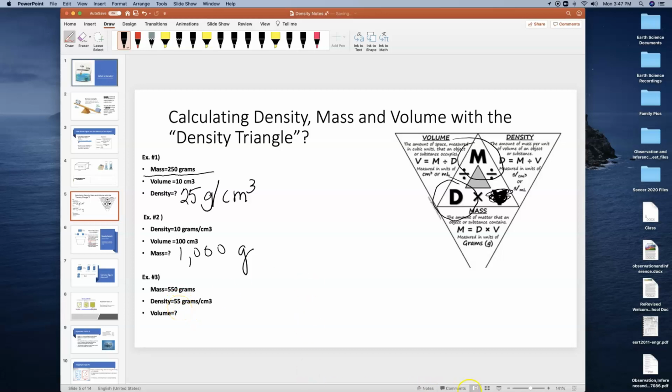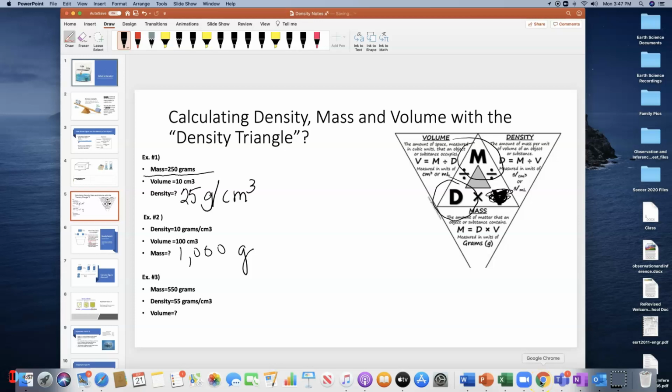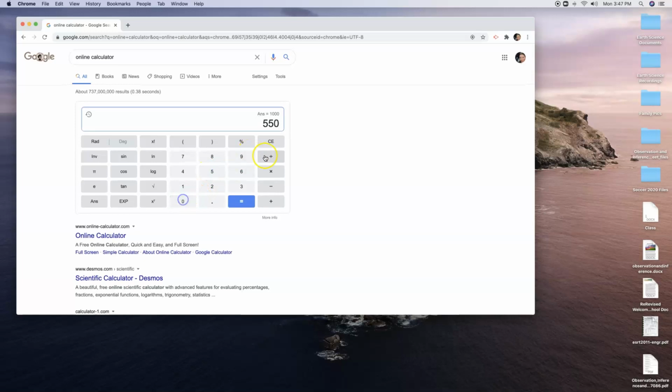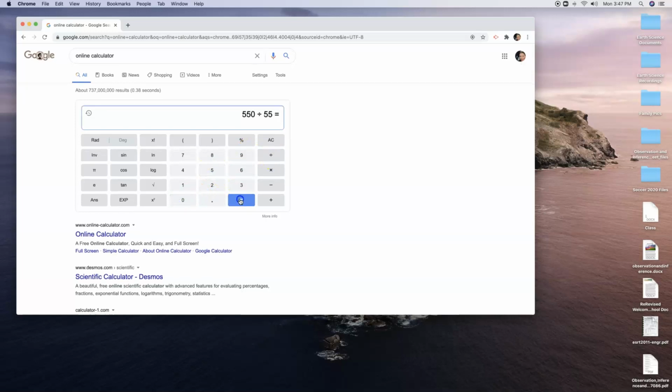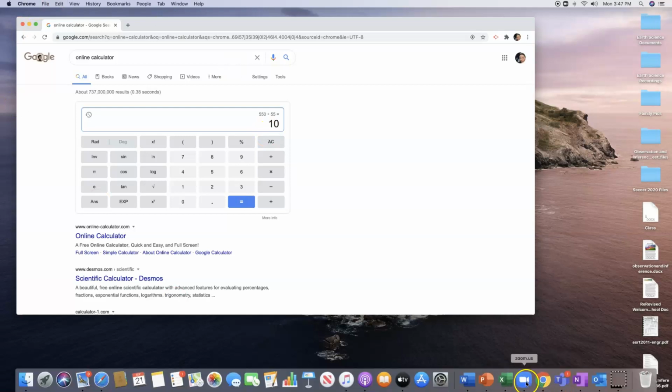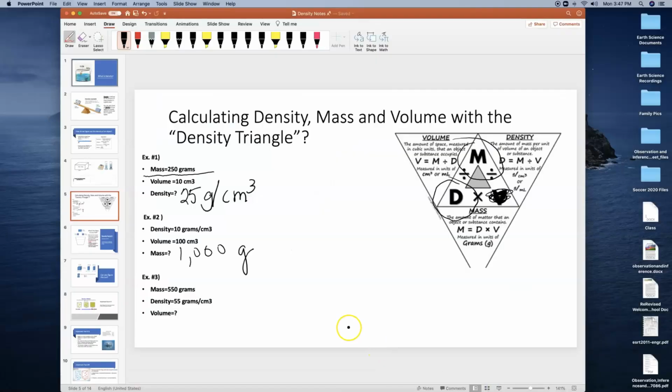So again, if I go back to my calculator function, I'm going to do 550 divided by 55. So 550 divided by 55 gives you an answer of 10. So again, pretty straightforward stuff. I just wanted to start with that though, because I know that in a couple classes we got cut short and in other classes we got to it, but I just want to clarify that. So again, it would be 10, and again, cubic centimeters for this, because you could see that those units were used here. Okay? So that's just the density triangle. I just wanted, like I said, to clear that up for you guys.